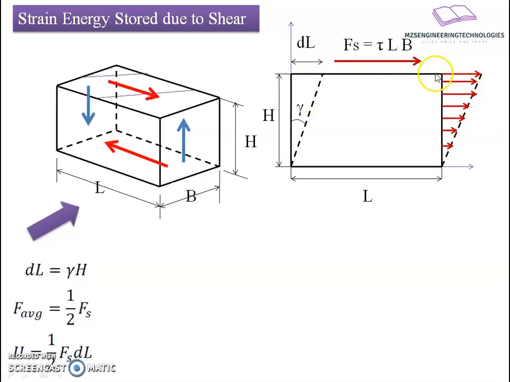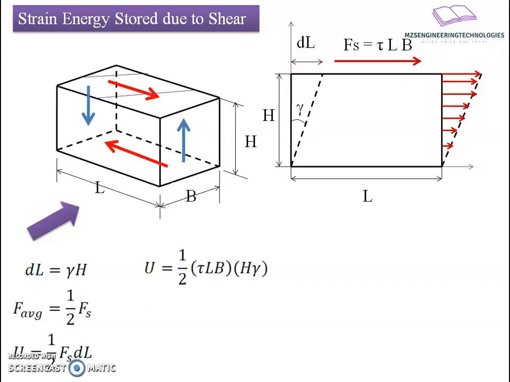It's nothing but Fs, but it has a maximum value at the top and minimum at the bottom. That's why I'm going to have an average value of this one. So I will put F average equals 1/2 of Fs. Now, as we know, the strain energy is 1/2 of force multiplied by the deformation. So 1/2 of Fs into deformation dl will lead towards the calculation of the strain energy which is stored in a body during the shearing deformation.